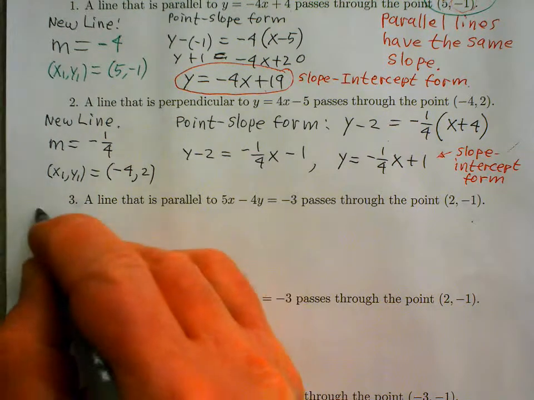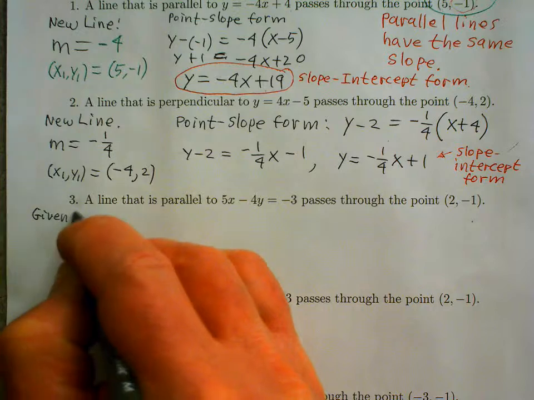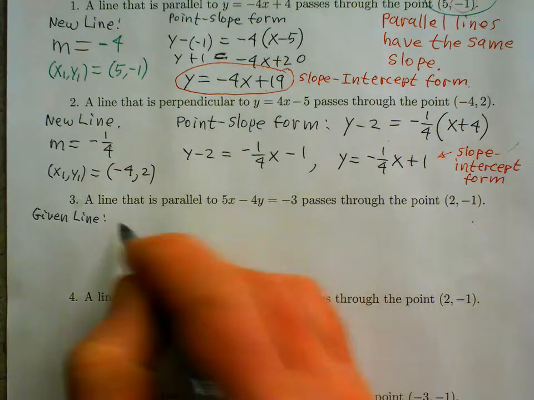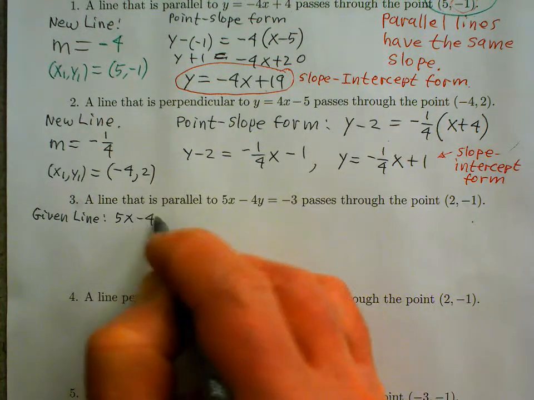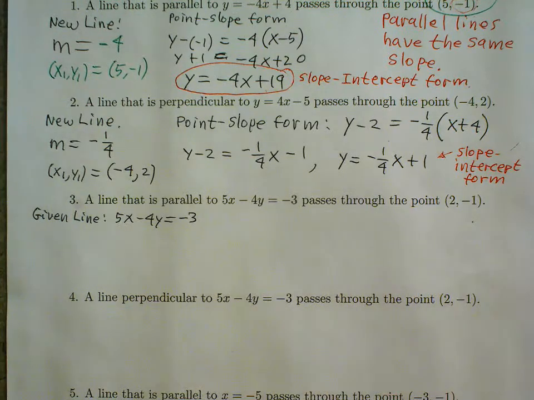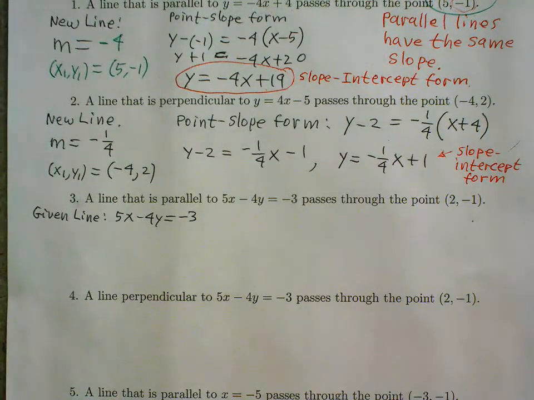Okay, so the given line, let's begin with that. 5x minus 4y equals -3. How should we find the slope of that line? Well, if we solve that equation for y, then it will be in slope-intercept form. It will be in the y equals mx plus b form. And then we can just look at the coefficient of x to know what the slope is.